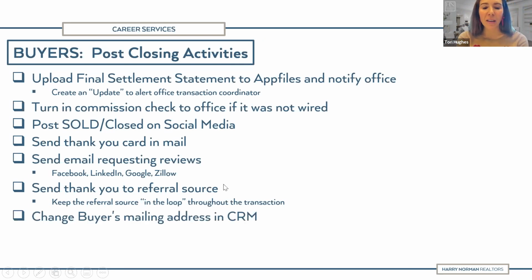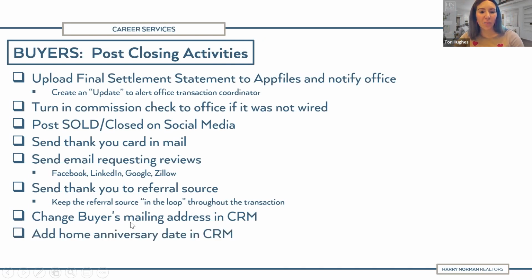Change the buyer's mailing address in your CRM. They've moved. You've got them saved in your CRM at one address. And now when it comes to send out your quarterly mailers and you print out your mailing labels, you've got to have their new address so you can stay in flow with them. So make sure you change that in the CRM.